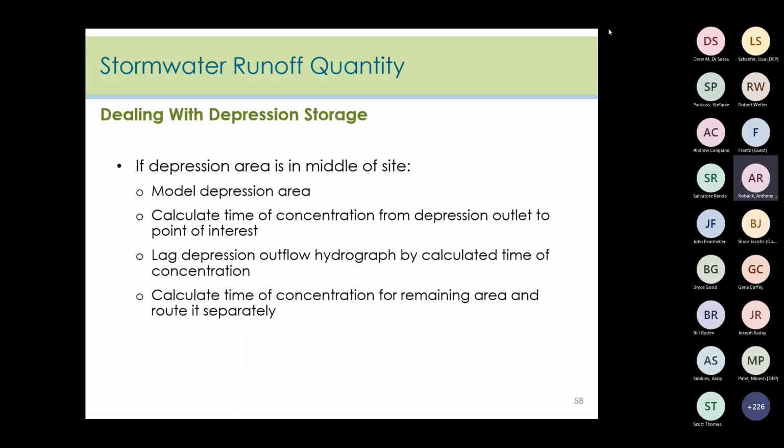So in general, this is the procedure to follow when reviewing existing condition depression storage somewhere within the confines of a proposed development. The reviewer must make sure that the depression area is modeled, the time of concentration is calculated from the outlet of the depression to the point of interest correctly, lag the depression outflow hydrograph by the calculated time of concentration, and calculate the time of concentration for the remaining area of the site and route it separately.